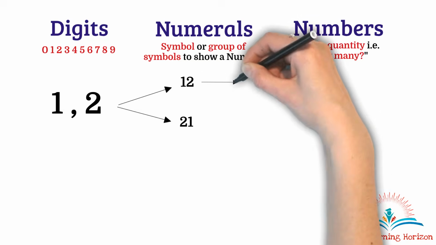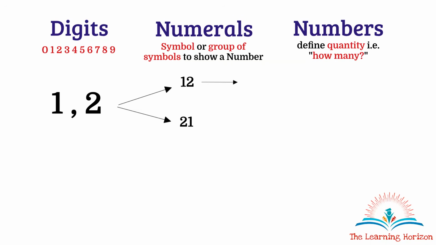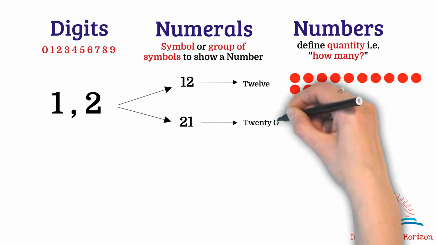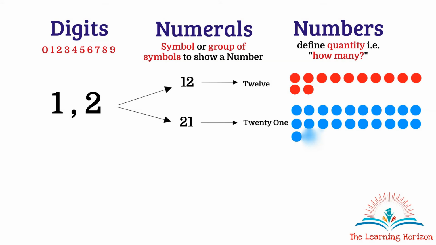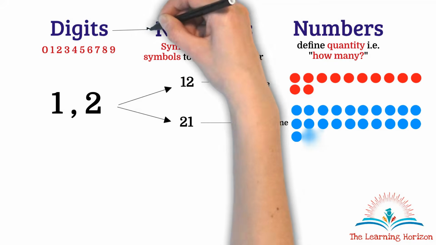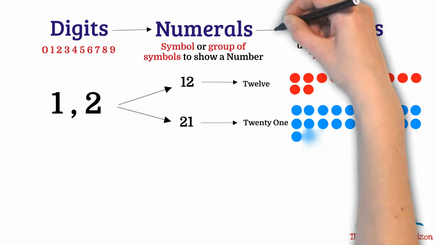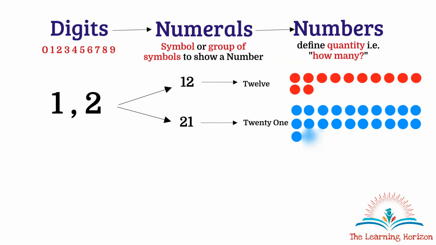This numeral here shows the number 12, that is a quantity of 12. This numeral here shows the number 21, that is a quantity of 21. So now we have seen how digits form numerals to show a number.